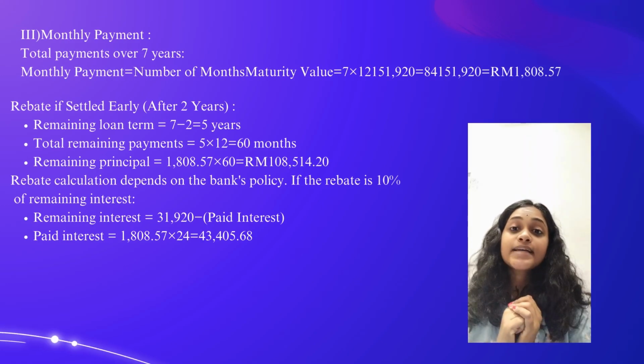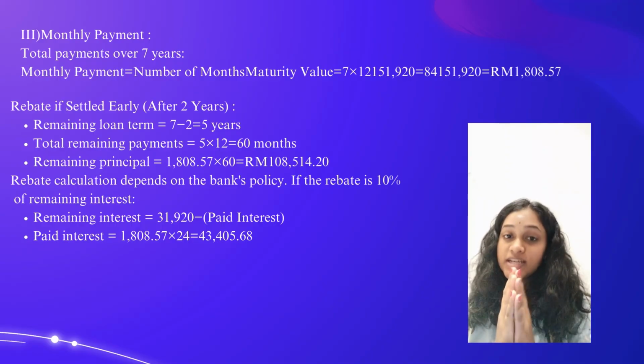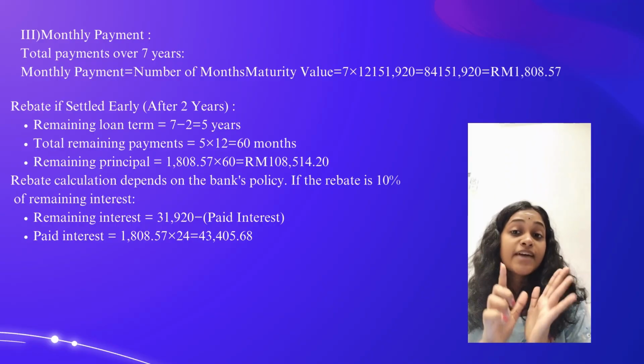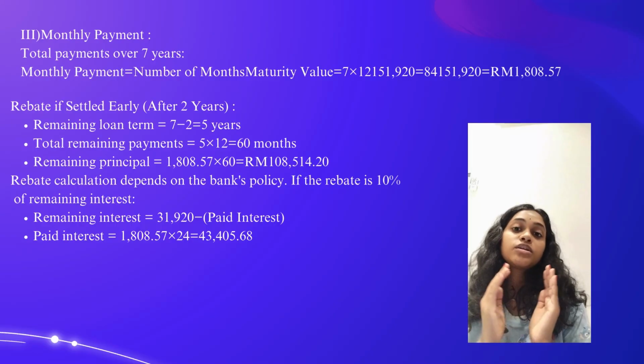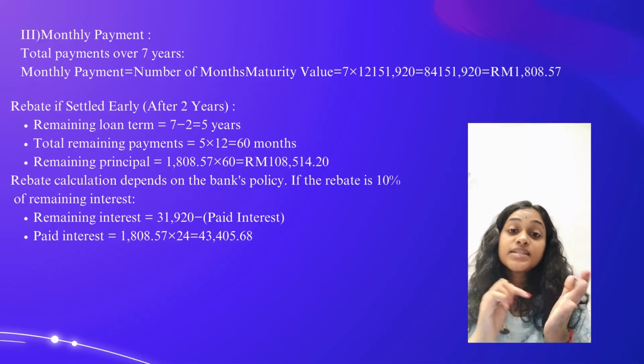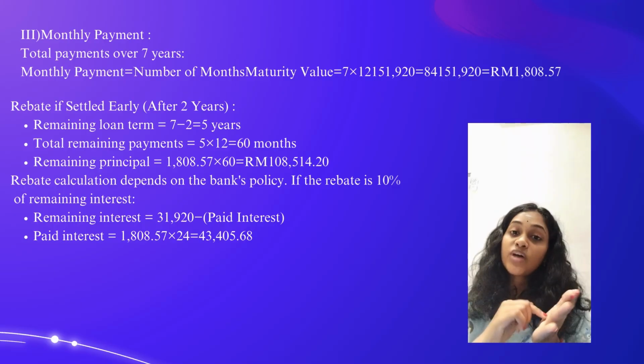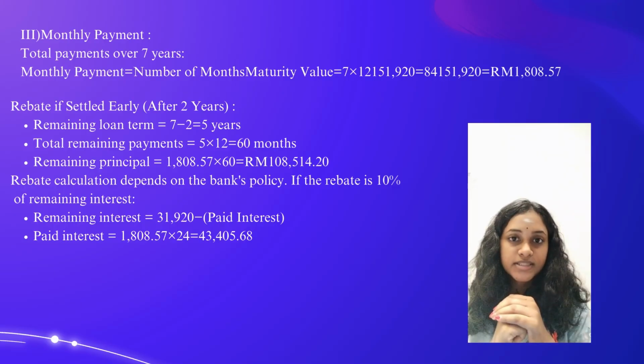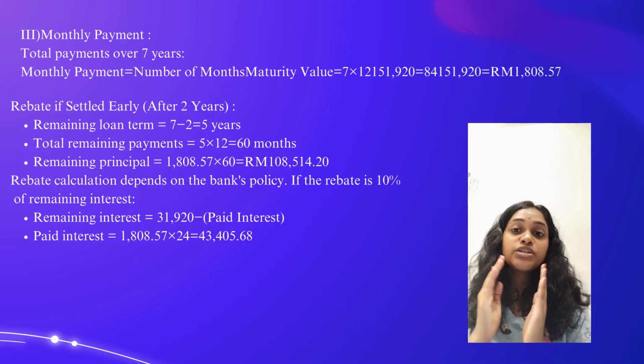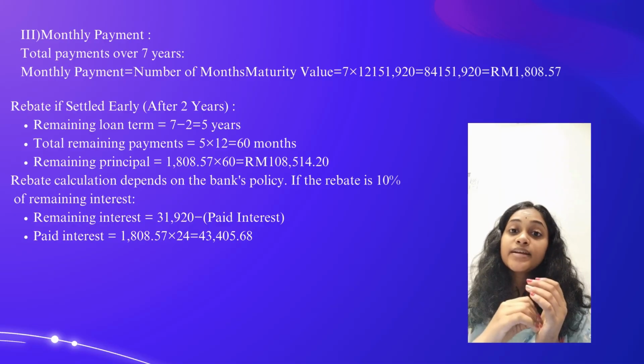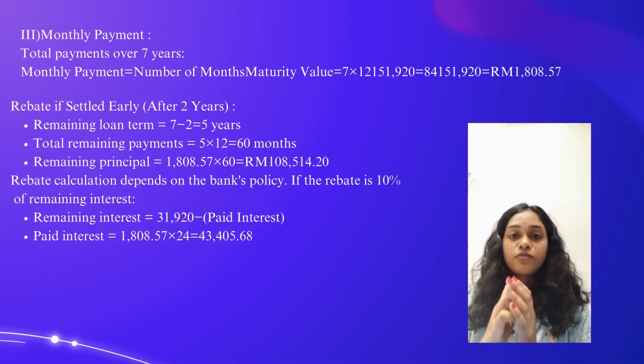So, now let's calculate the monthly payment for the loan. Since the loan lasts 7 years, we first find the total number of months. For example, 7 years times 12 months equals 84 months. Next, we divide the maturity value, which is 151,920 ringgit, by the number of months.